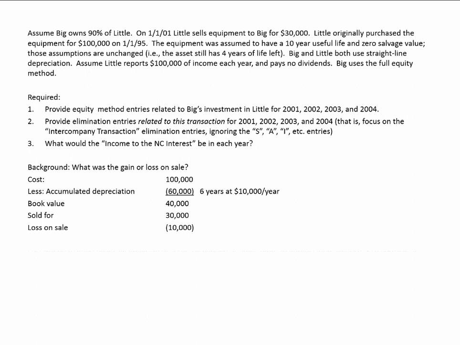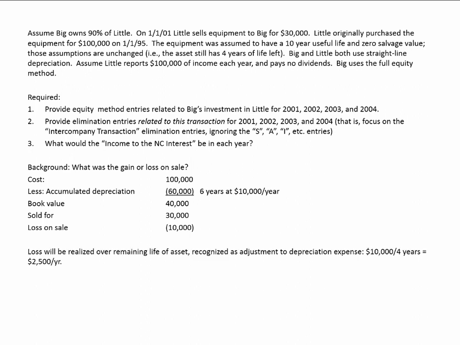Now, that loss is going to be realized over the remaining life of the asset, and it's going to be recognized as an adjustment to depreciation expense. So a $10,000 loss being recognized over 4 years, that'll be $2,500 per year. And again, we're going to do that by adjusting depreciation expense.